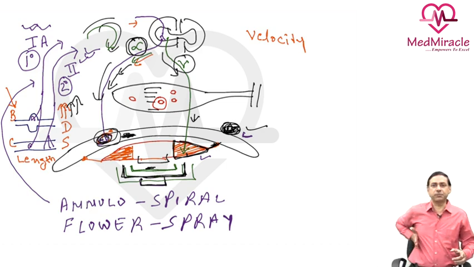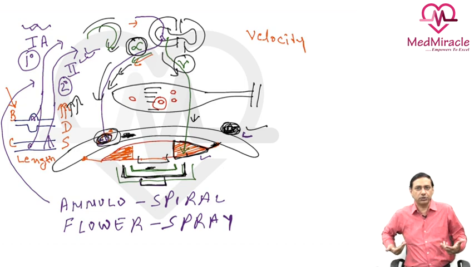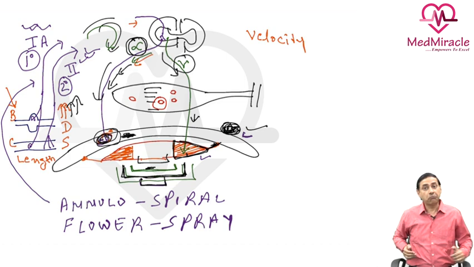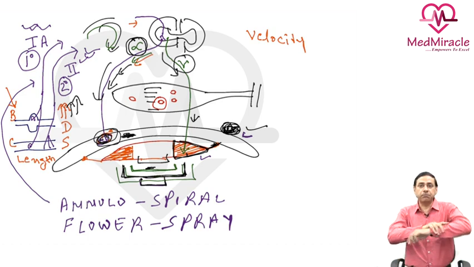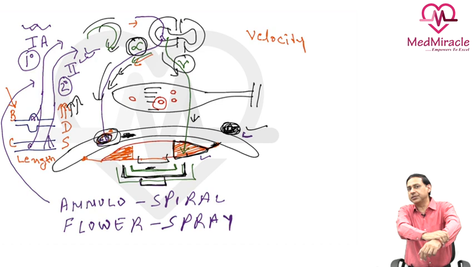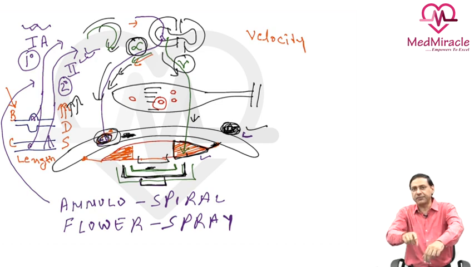Like if you push me, I have two options. If you push me, I jerk back. I'll save my posture. Or second option, you push me, I do the relaxation, I fall. So what will happen? You can't do both. So if I stretch any muscle, you will do contraction or relaxation. Both will fire. The stretch receptor will fire. The Golgi tendon organ will also fire. So what will happen?